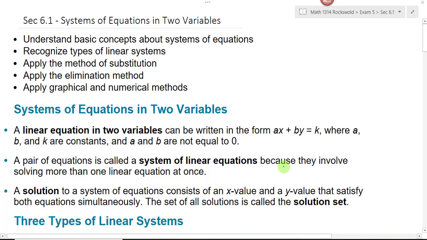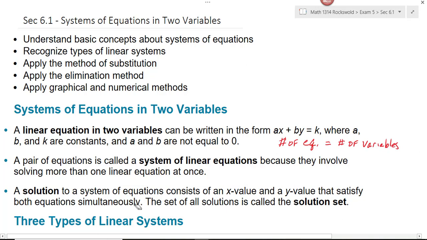Whenever you're solving a system of equations, it's possible to have equations with more than two variables. The number of equations must be equal to the number of variables if you hope to solve a system of equations. A solution to a system of equations consists of an x value and a y value, if you only have two variables, that satisfy both equations simultaneously. That means that they have to make both equations true at the same time.